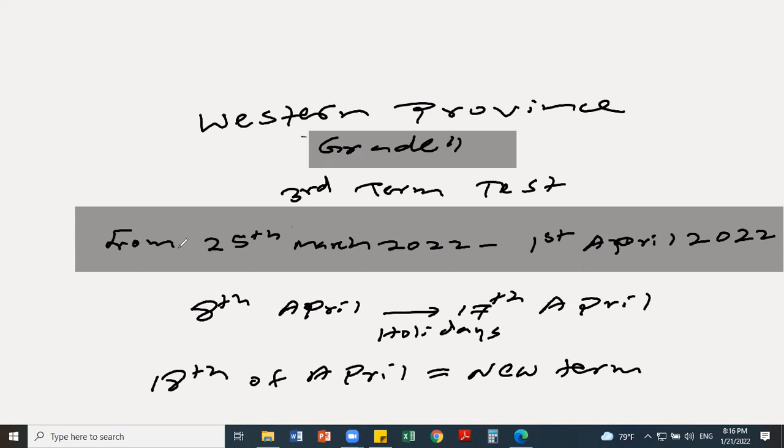So on 18th of April the new term begins. This time the O-level batch will get holidays, maybe study leave, from 18th of April until the O-level exam in May. But some schools will call for seminars and all that. So this is the plan. Now today is 21st of January, so you will have about 3 more months for the exam.